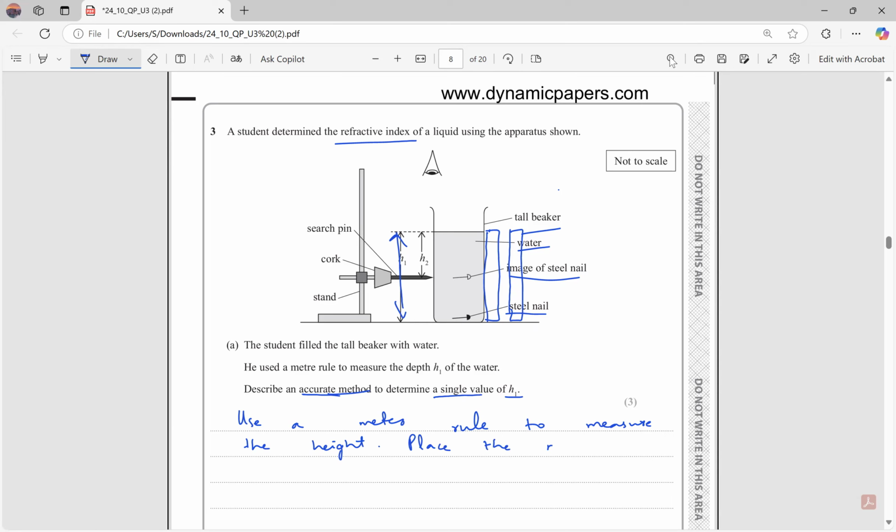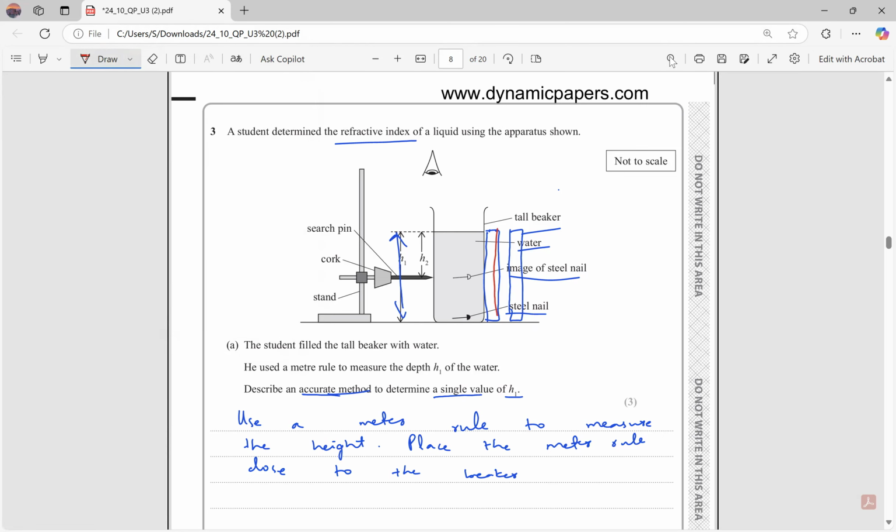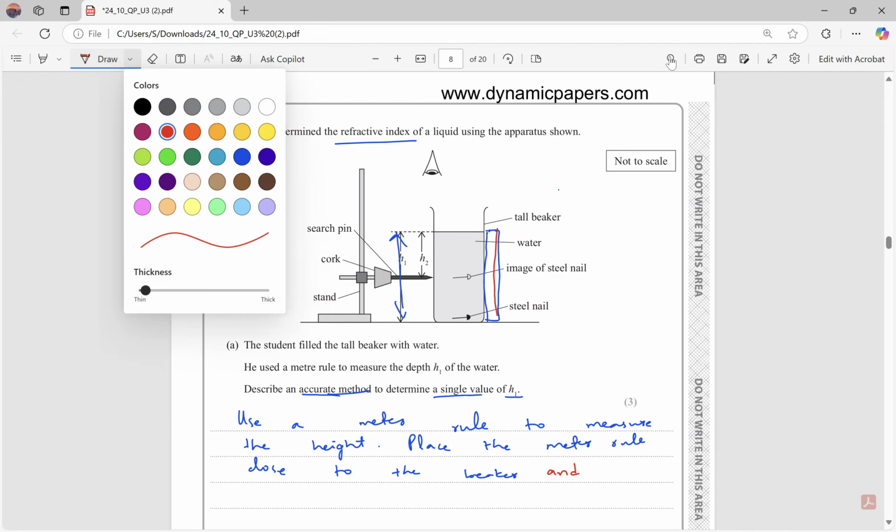Place the meter rule close to the beaker. This is important because even if there is some distance, like you place the meter rule over here, because of the distance between them, you might get a wrong value. So place it close to the beaker. And make sure it's vertical.